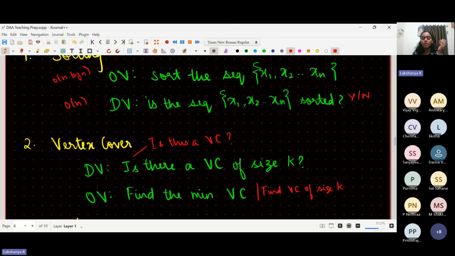So your optimization version could be find a vertex cover of size k, or it could be find the smallest possible vertex cover. Decision version could be either you ask, is there a vertex cover of size k, or you give it some subset of nodes and you ask, is this a valid vertex cover, right? So in both cases, you will see that this is in some way or the other easier to solve than this, right? Any questions so far?